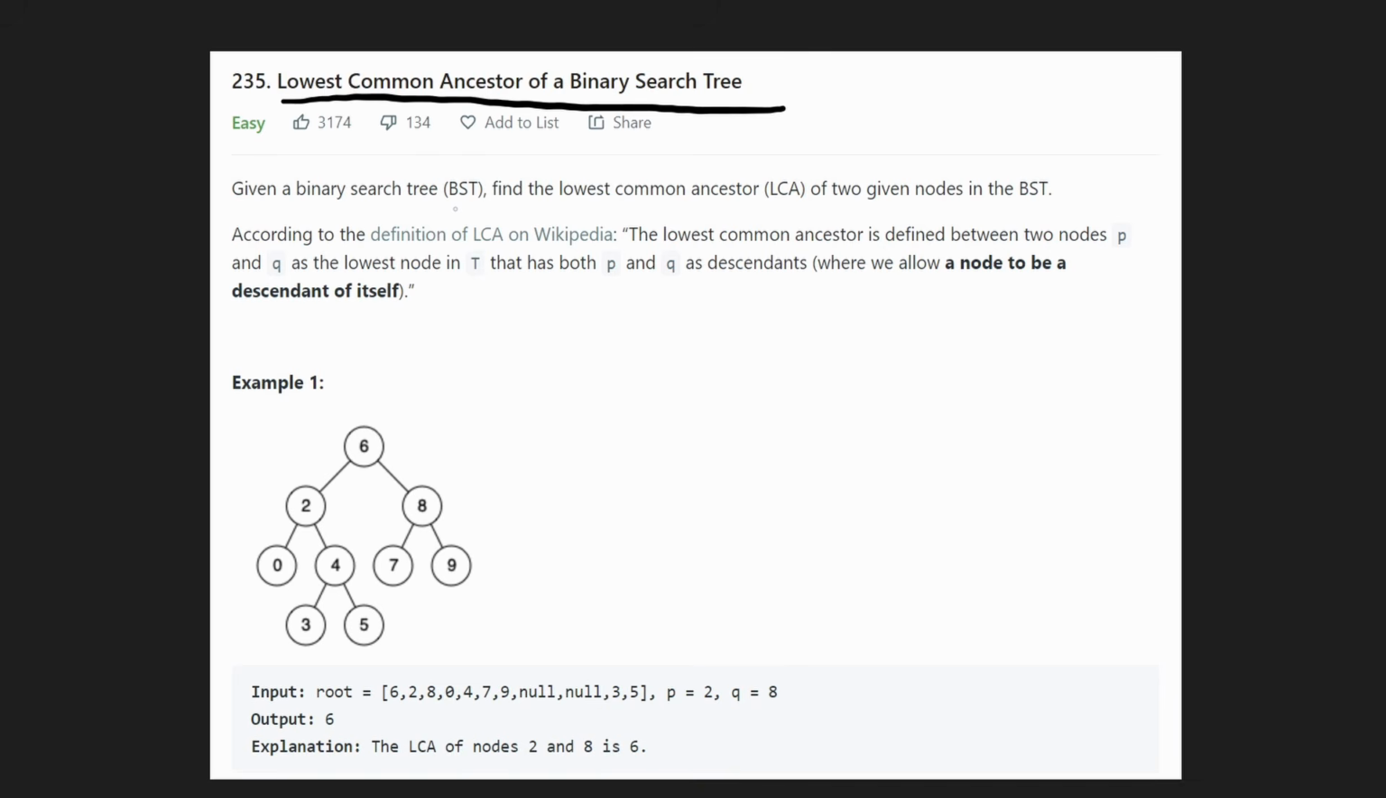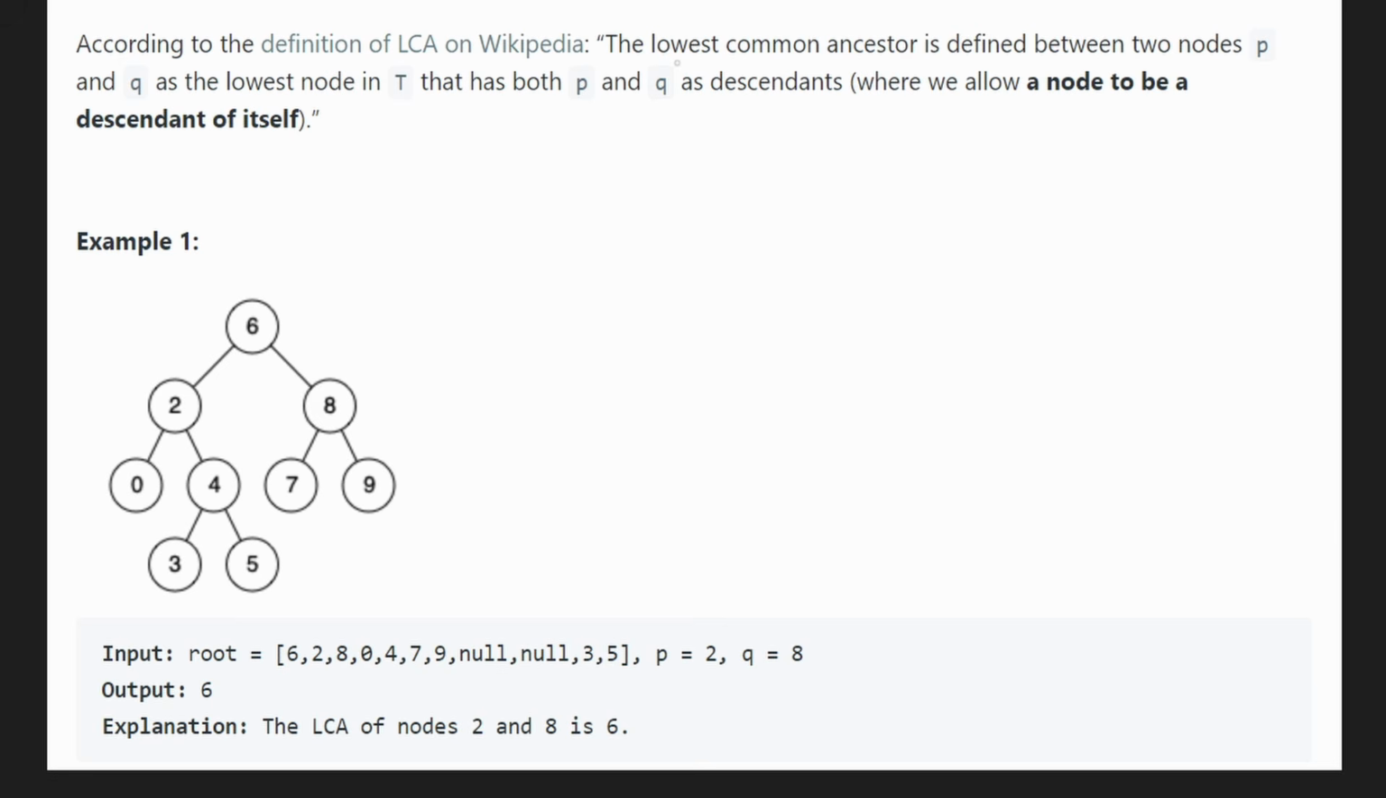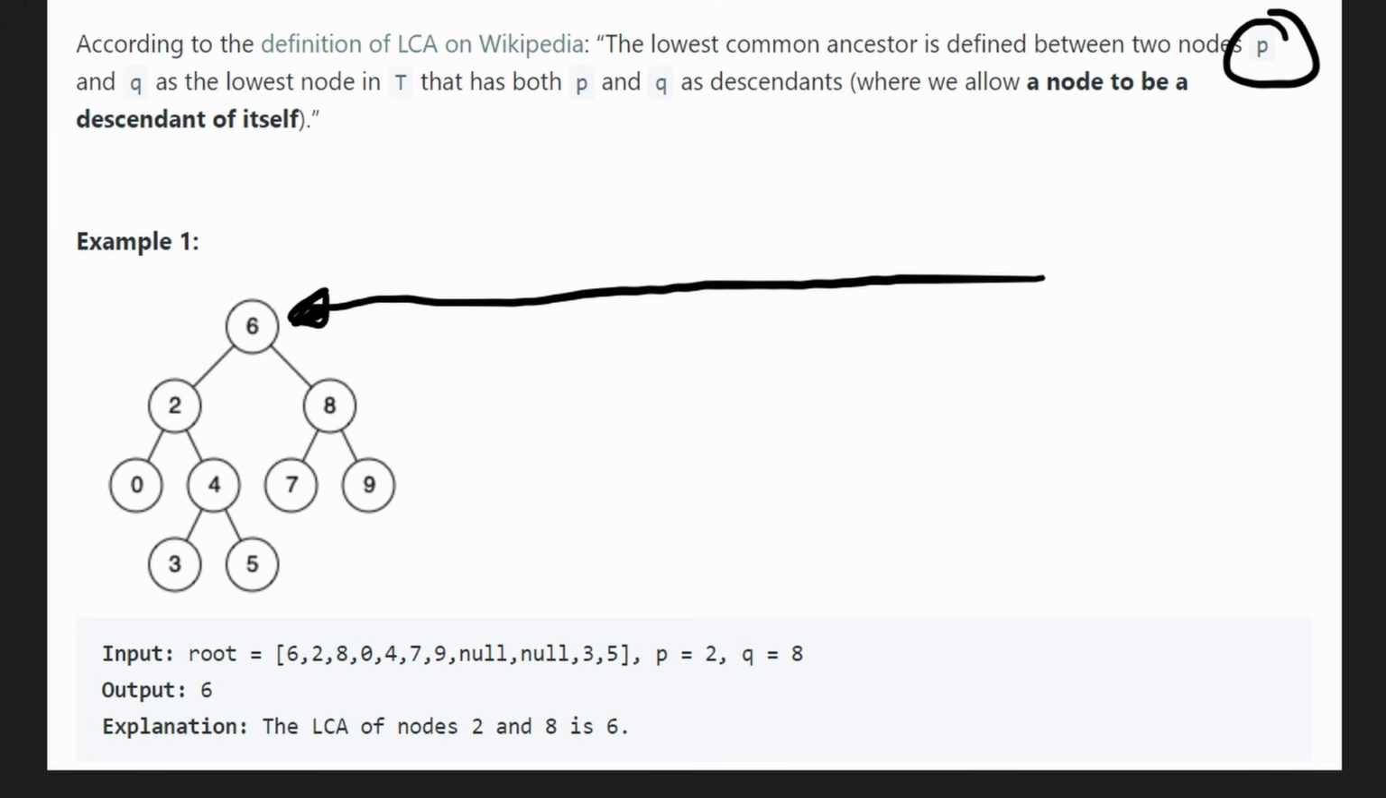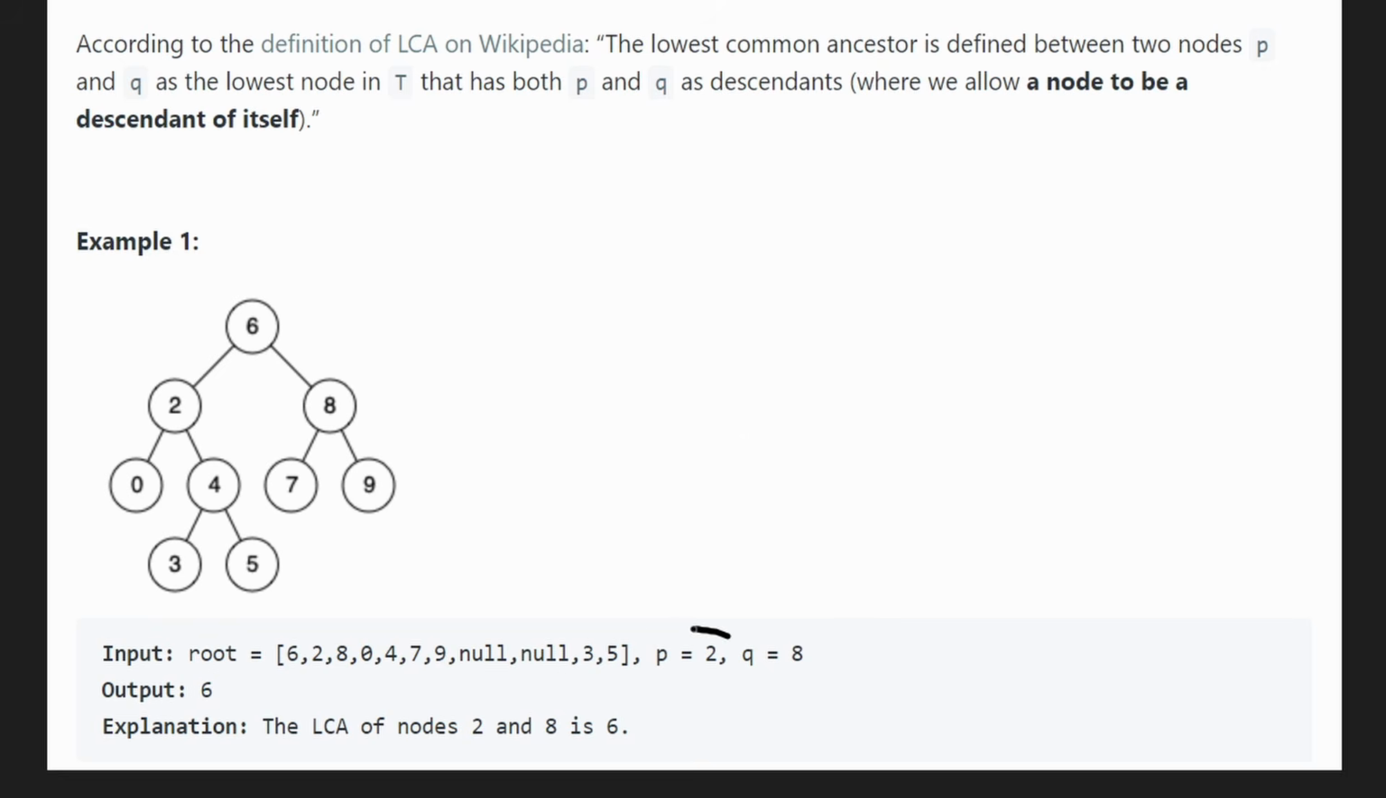So in this problem, we're given a binary search tree and we are supposed to find the lowest common ancestor of two given input nodes in the binary search tree. The lowest common ancestor is basically defined as being the lowest node in the tree such that P and Q are descendants of this node, or P or Q happens to be equal to this node. So basically, what we're saying is 6 can technically be a descendant of itself. So for example, in this example, we're given P equals 2, Q equals 8.